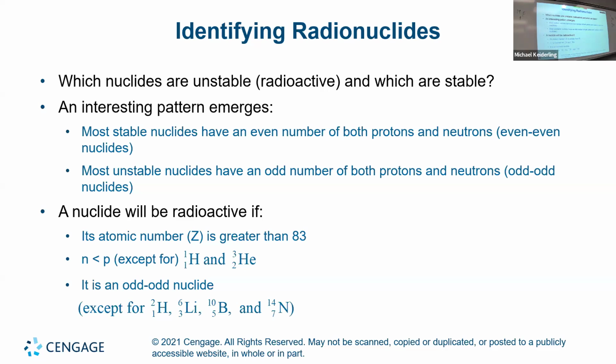Again, all very small: deuterium, hydrogen-2, lithium-6, beryllium-10, and nitrogen-14. So smaller nuclei tend to be more stable. Stable nuclei, at the smaller end, tend to have about the same number of protons and neutrons. And they start to get unstable when you go bigger, and then as you get bigger, you need more neutrons to be stable.